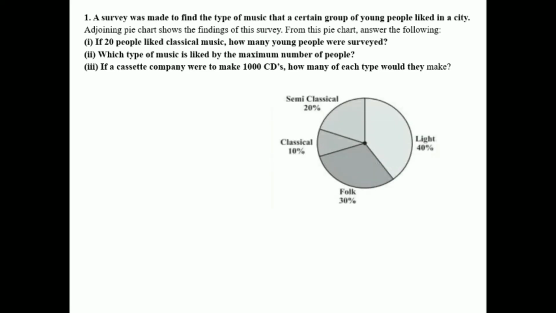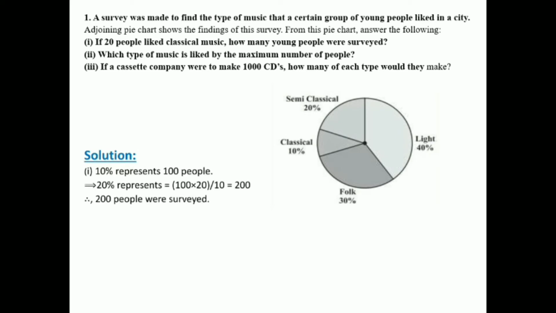So the first one is: a survey was made to find the type of music that a certain group of young people liked in a city. Here the survey of music is given. The adjoining pie chart shows the findings of this survey, and from this pie chart we have to answer the following questions. Our first question is: if 20 people liked classical music, how many young people were surveyed?